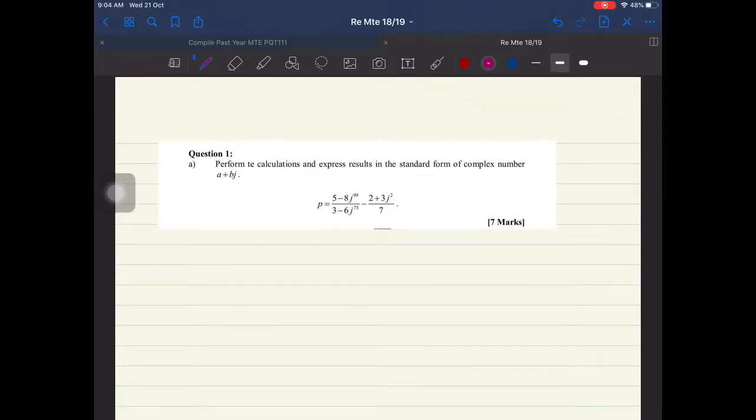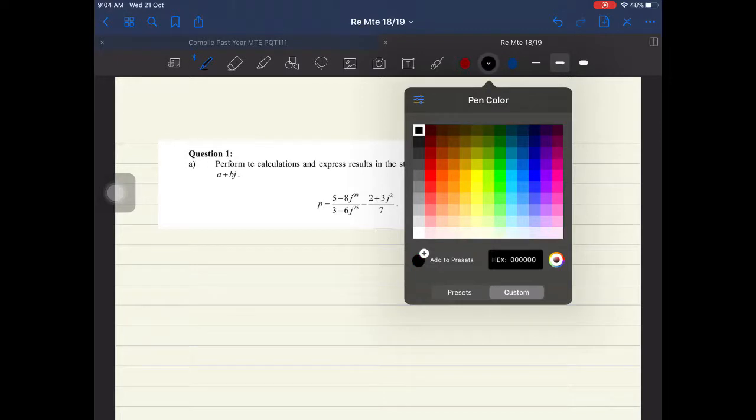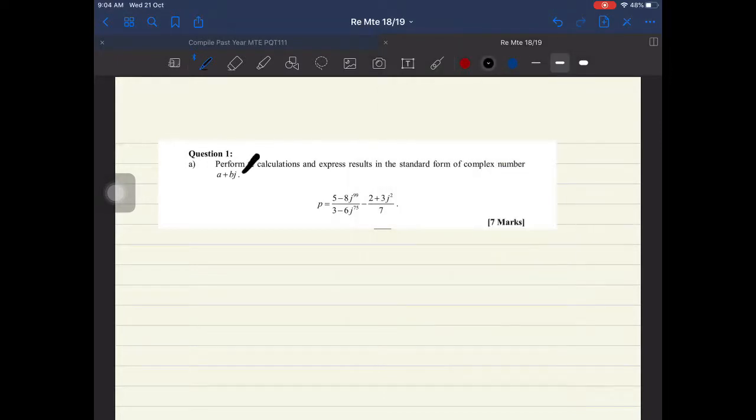You are asked to perform the calculation and express the result in the standard form of the complex number a plus bj. Okay, sorry for the typo here. This one should be the.